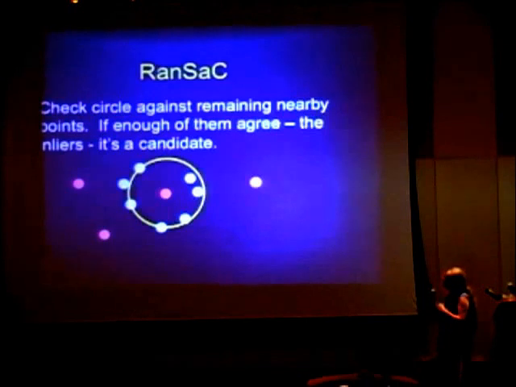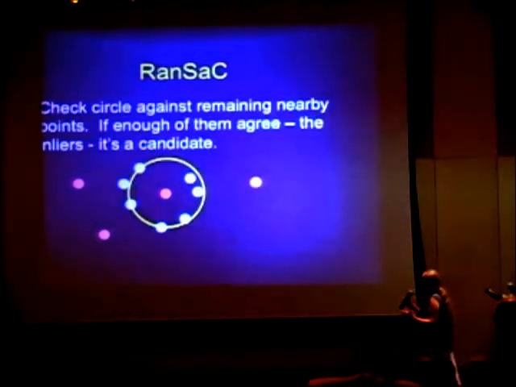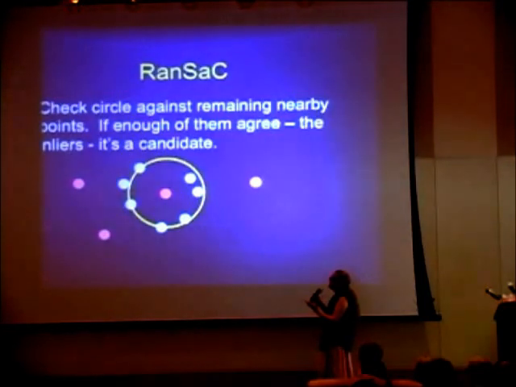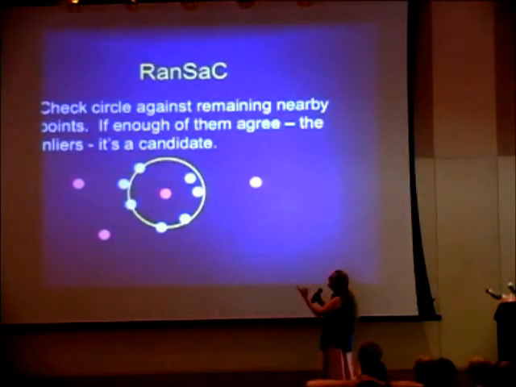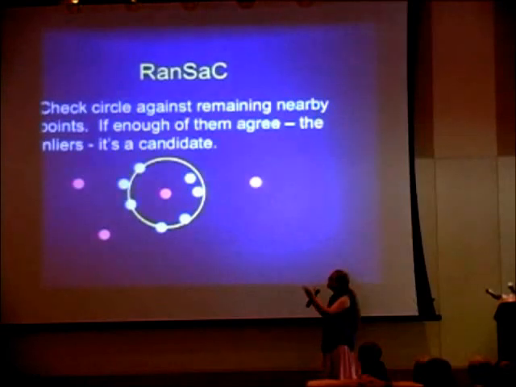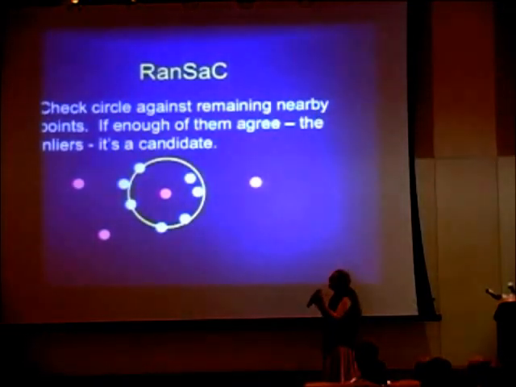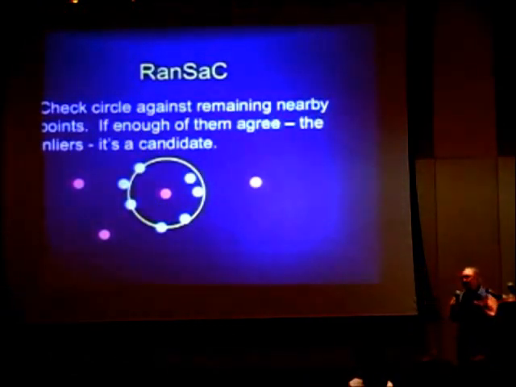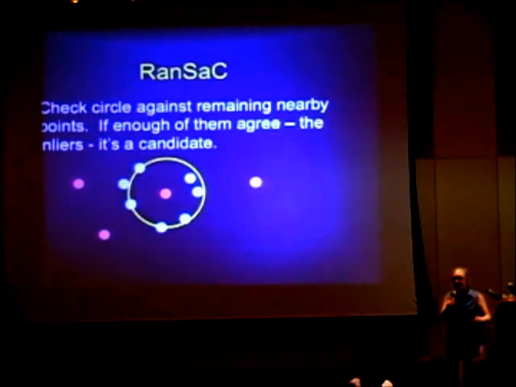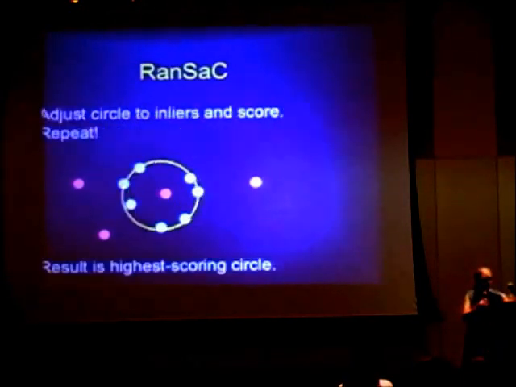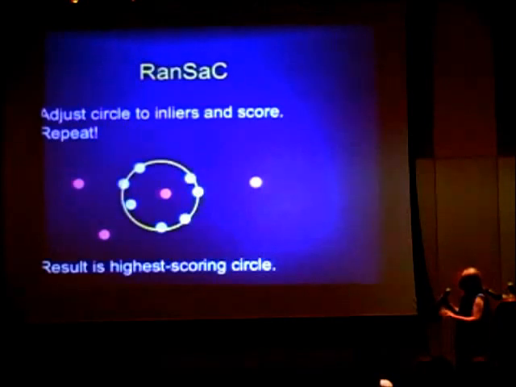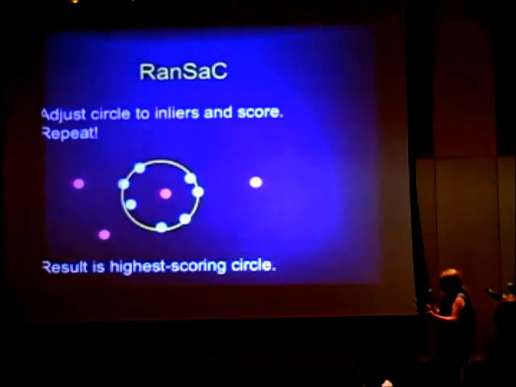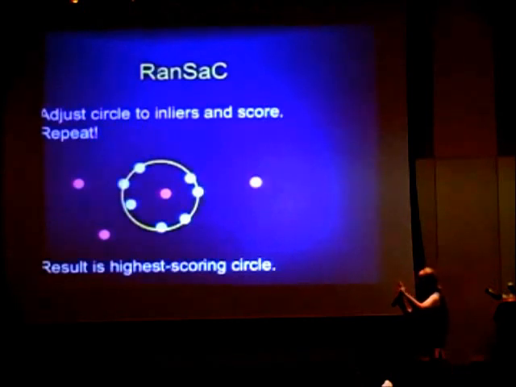So we look at the nearby points, and we see if a bunch of them lie near the boundary of the circle. In this case, the blue ones do, the pink ones don't. We call those blue ones the inliers, and the pink ones the outliers. If we have enough inliers, then we say, okay, this looks like it's going to be a good circle. Then we do a little adjustment. We try and fit those inliers as well as we possibly can, and see if we pick up any other inliers. And we'll score this circle based on how well the inliers actually fit the circle.